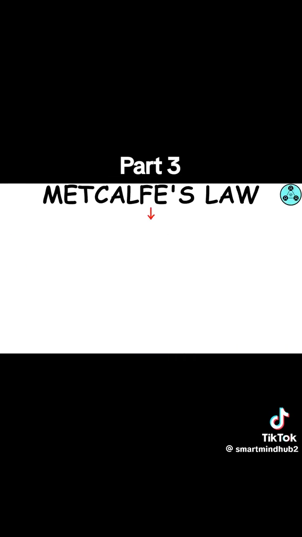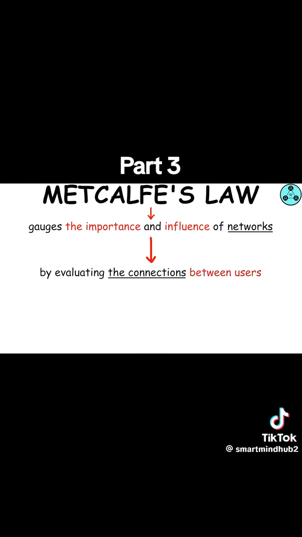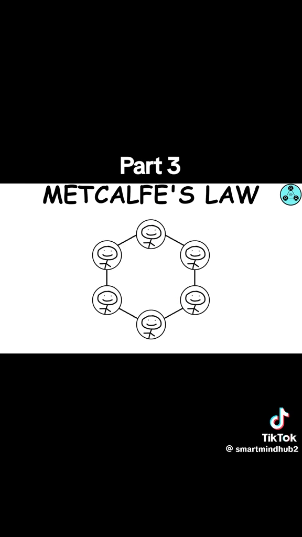Metcalfe's law. Metcalfe's law gauges the importance and influence of networks by evaluating the connections between users. When there are only two participants, they can only connect with each other, creating one edge. As the number of participants grows, there are more unique connections.